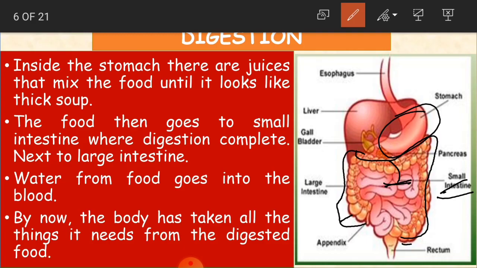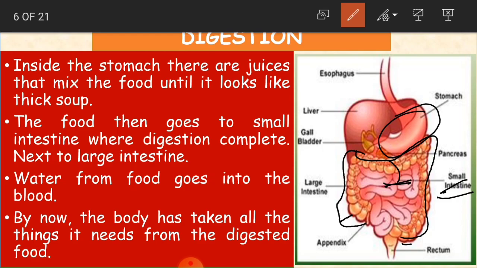And by now, the body has taken all the things it needs from the digested food. And by the end of this process, what happens? The body will take all the things, like whatever nutrients or carbohydrates are there in our food. All good nutrients will be absorbed by the body, and now it is left over with the waste. By now the body has taken all the things it needs from the digested food. So all good food it is going to take, because now digestion is completed and all the nutrients are absorbed.